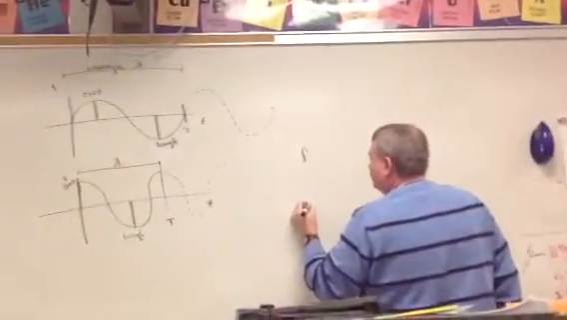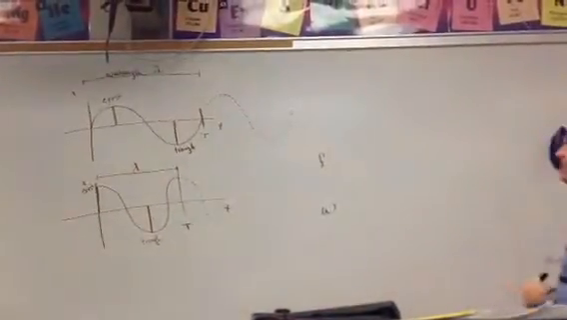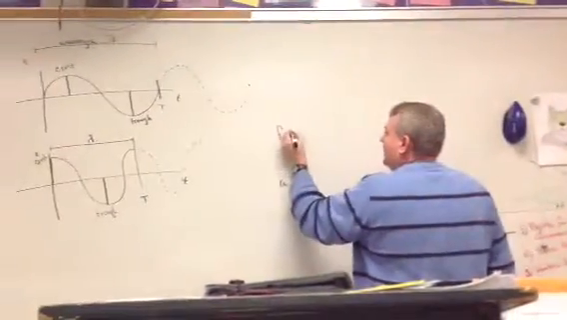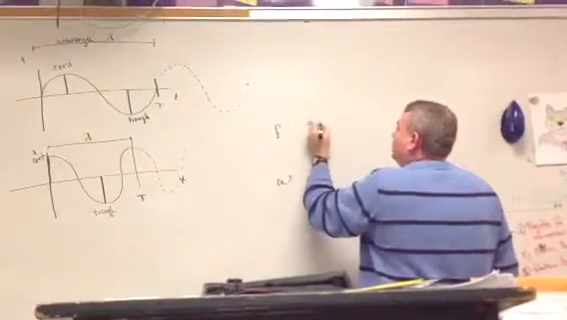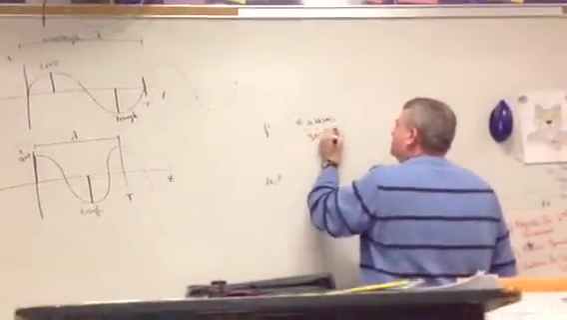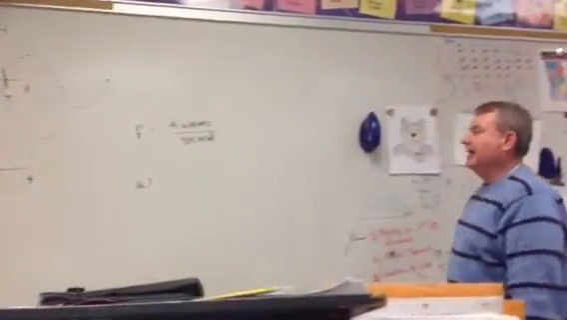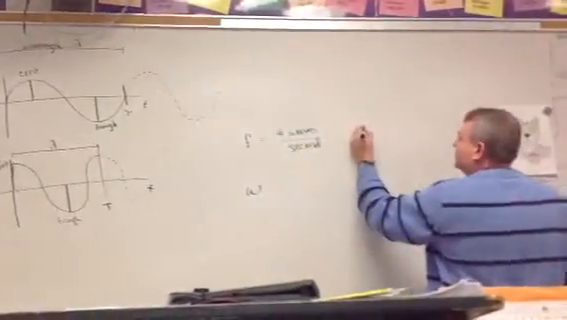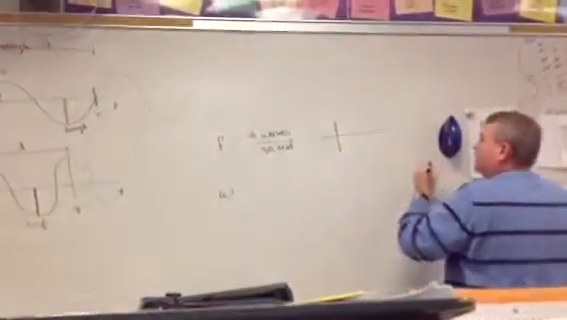Frequency. There are 2 types of frequency. We have angular frequency and frequency. Frequency is defined as the number of waves per second. And that's how many waves you have in a specific amount of time. And let's do an example of that graphically.